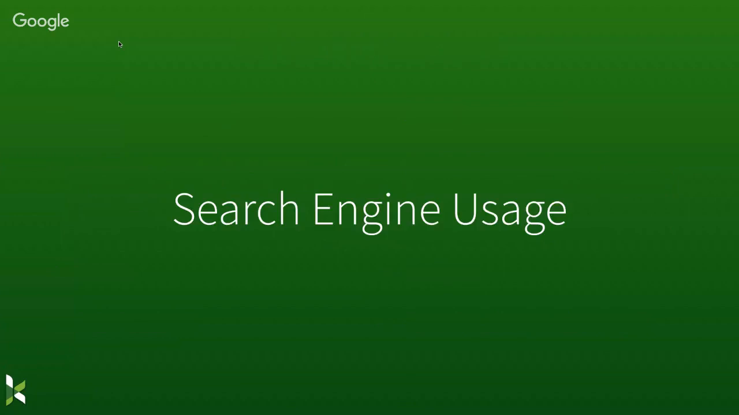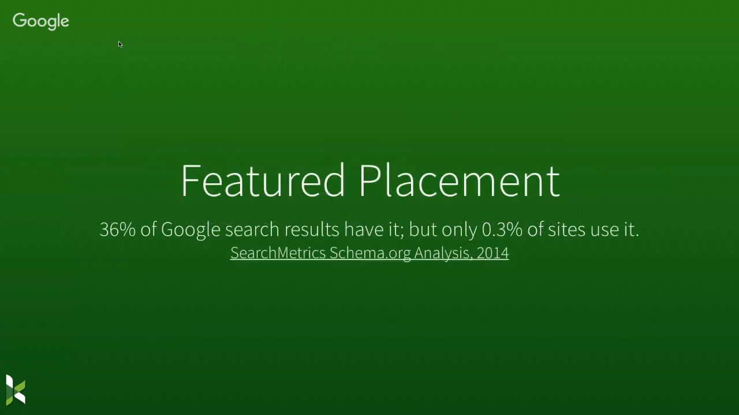So how do search engines use this information? What do they do with it? Well, for the most part, what you'll see is featured placement. So I'm going to go through a few examples of types of featured placement. All of my examples are pulled from Google because that's the search engine I work with the most frequently.